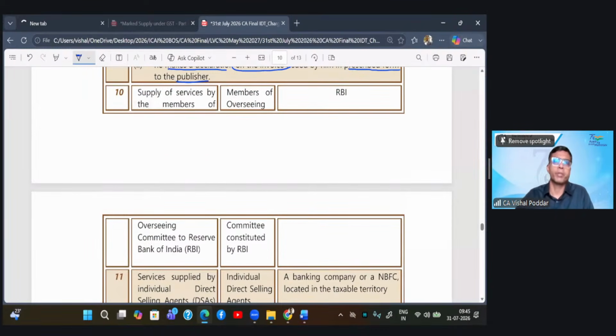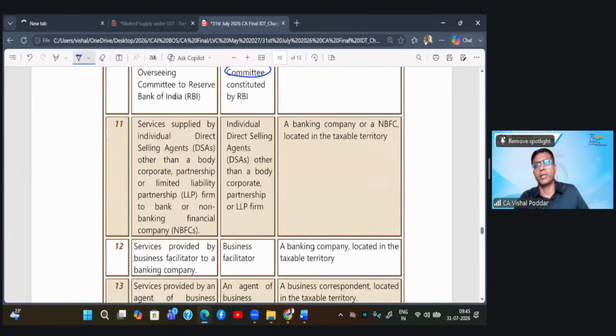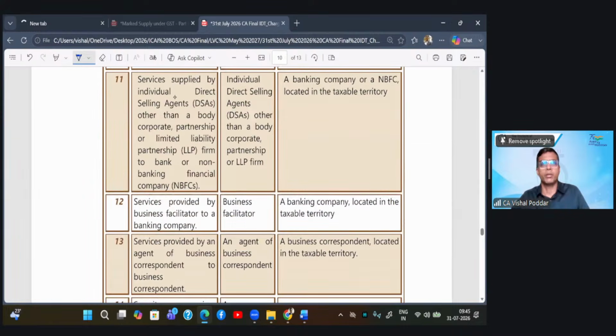Now comes some simpler services or not very common services. The service is the service given by members of this committee, and they are giving the services to RBI. This one service received by RBI is under RCM. Then you have the direct selling agents.